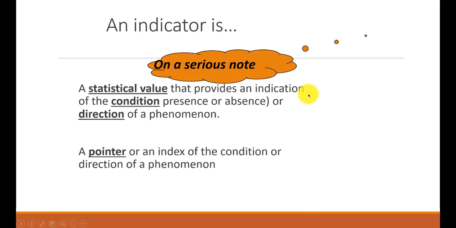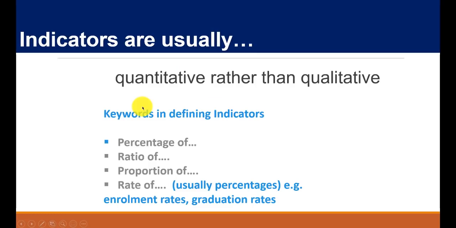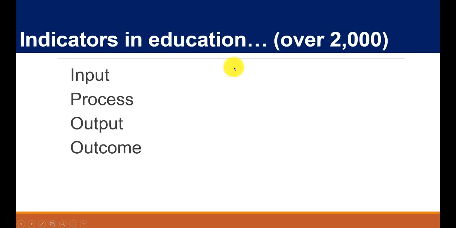An indicator is a statistical value that provides an indication of the condition, presence or absence, or direction of a phenomenon. So they are usually quantitative rather than qualitative. The key words you find in indicators are percentage of, ratio of, proportion of, rate of, as you'll see in the statistical digest. So it's as simple as that. And indicators, there are many of them in education, over 2,000.